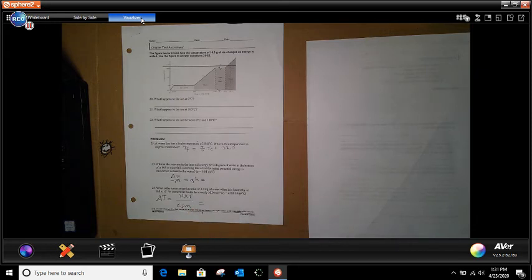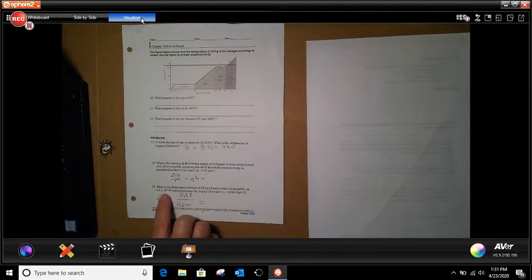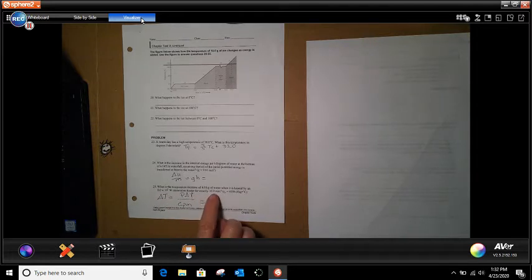And then for number 25, what happens to the temperature of 4.0 kilograms of water if it's heated by an 8.0 times 10 to the second watt immersion heater for exactly 10 minutes? For this one, you're going to take your P, which is 8.0 times 10 to the second, times your time, which is 10 minutes, and divide that by your CPM.